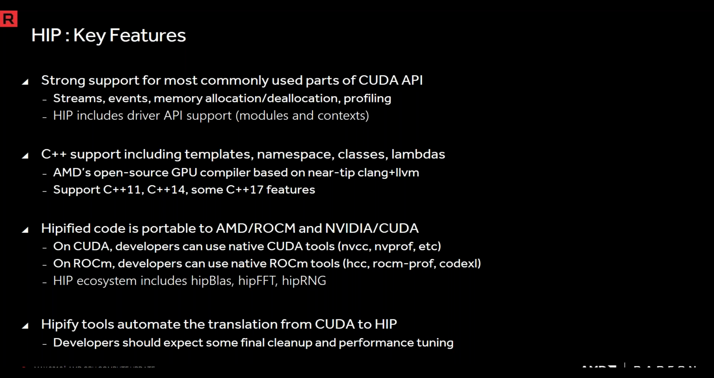That's the beauty. So if you have a HIPified code, when you run through our compiler, the code generated can run both on AMD as well as NVIDIA. If you have a CUDA there, it can run on CUDA, or it can run on AMD or with ROCm. And the CUDA developers can use native CUDA tools. You can just use the same NVIDIA toolset. And on ROCm, you can use our toolset like HCC, ROCm Profiler, and then CodeXL.